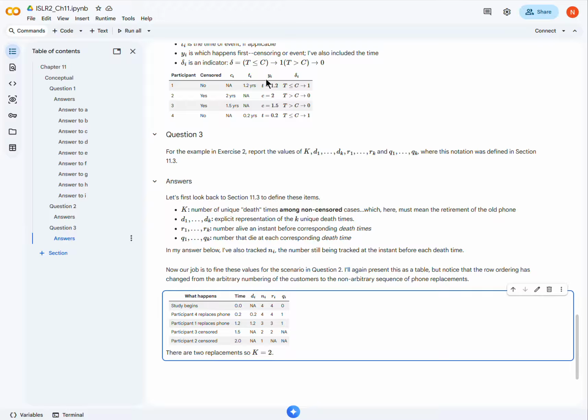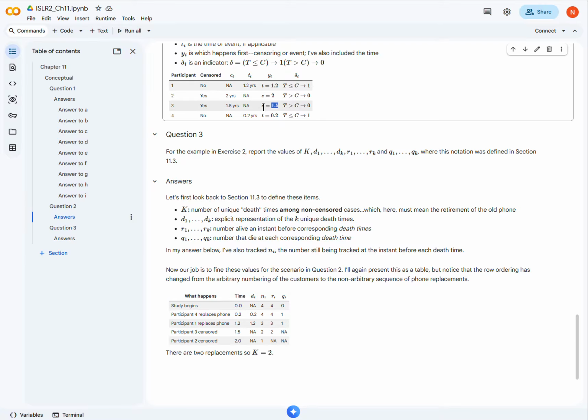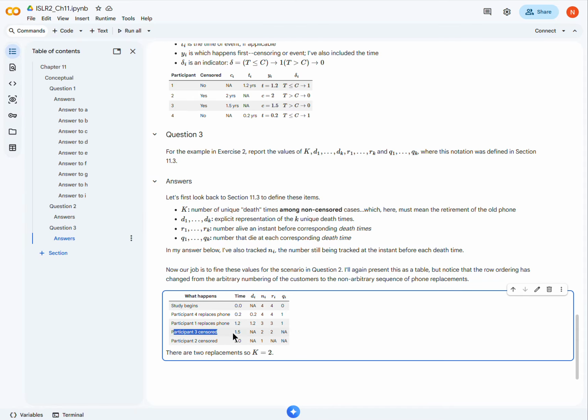All right. So back up to the table in question 2. We look for the next shortest event, and that seems to be at time 1.5. And at 1.5, participant 3 is censored. So we don't know what happens to them other than we've lost contact with them. So we go here. Participant 3 was censored at time 1.5. Well, this is not a death time.